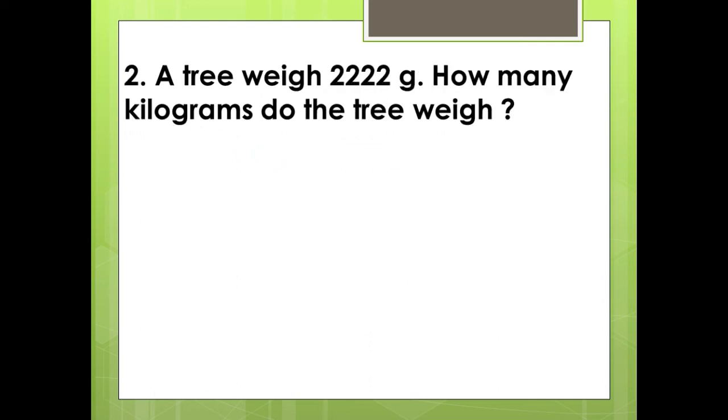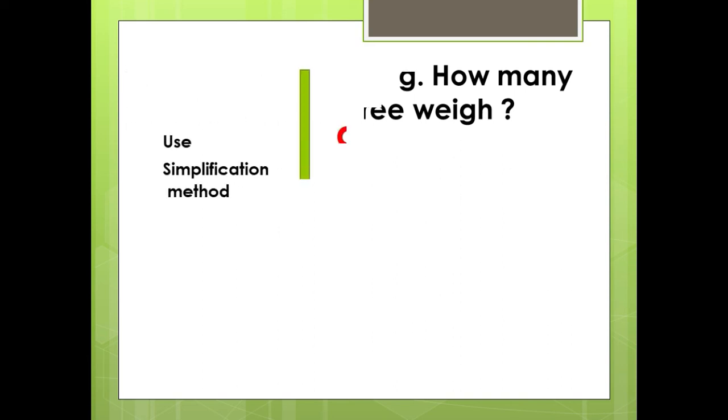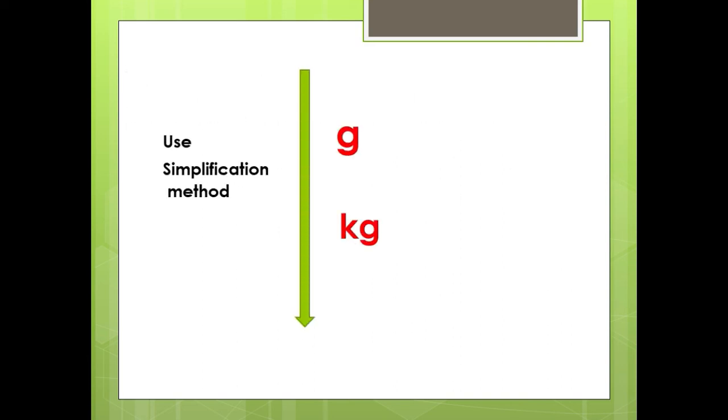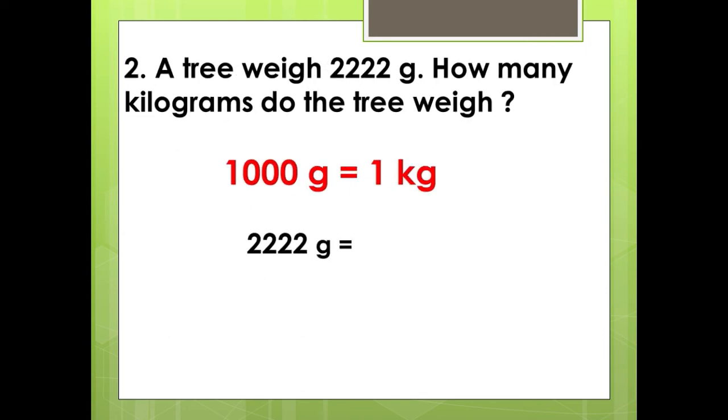A tree weighs 2222 grams. How many kilograms does the tree weigh? The weight of the tree is 2222 grams and we should convert the weight into kilograms. Here we have to convert from gram to kilogram, so we are using simplification method. 1000 grams equals 1 kilogram.